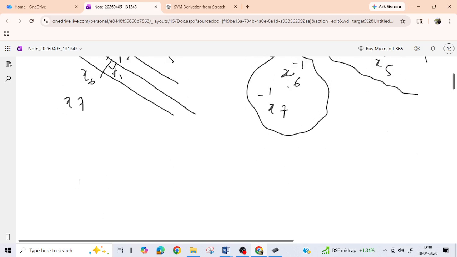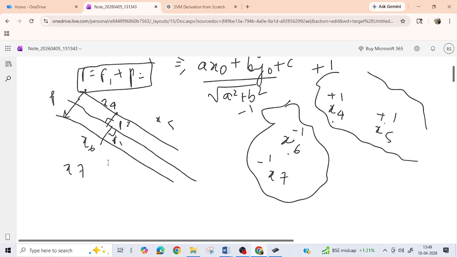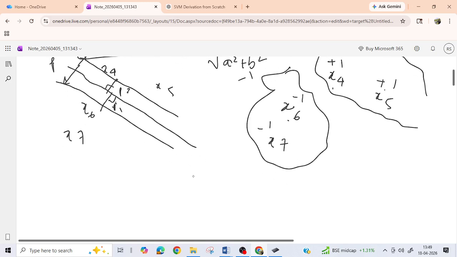Why do we want this to be maximum and equidistant? The reason is, let's assume the same points. Let's say this is x4, this is x5, this is x6 and this is x7. Instead of the line which is equidistant from these two support vectors, let's say our decision boundary is this specific line, which is very very close to x4.